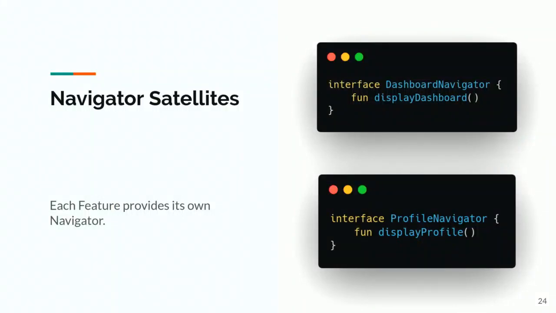If we move on from the global navigator and try to split it a bit, we will end up with navigator satellites. The navigator satellites are pretty similar, but they are more feature-focused. This means that we split the global interface into smaller pieces, and each of these contains the methods relevant to, for example, a product feature or a feature module.